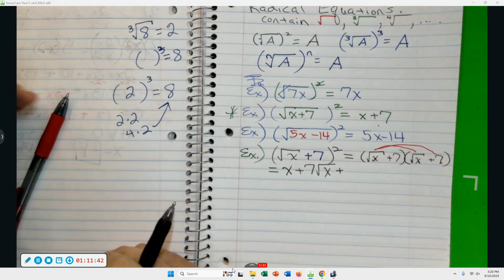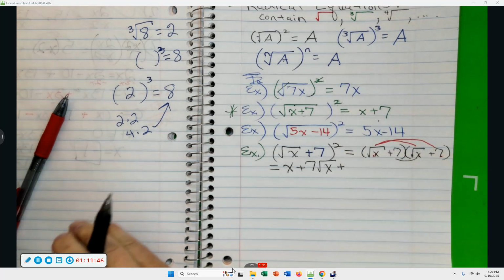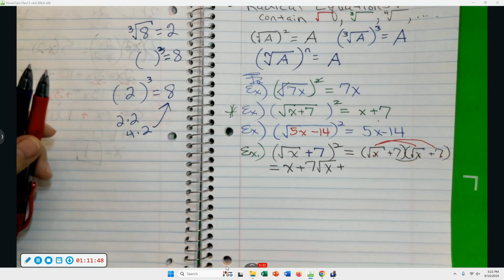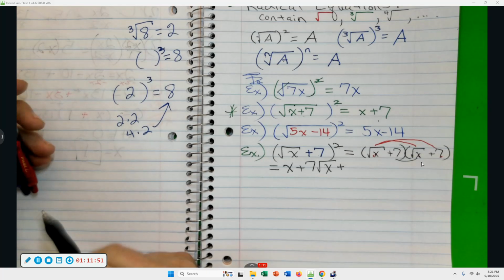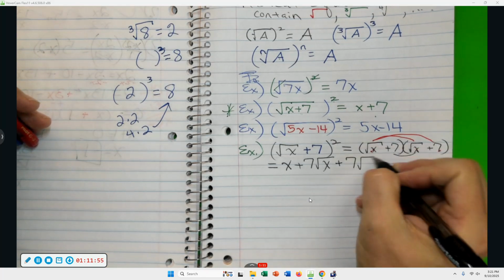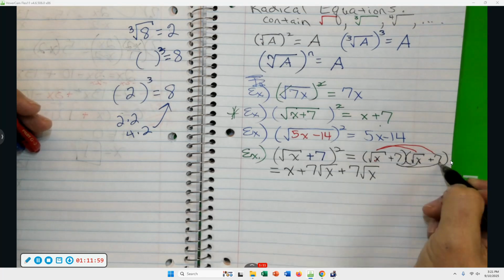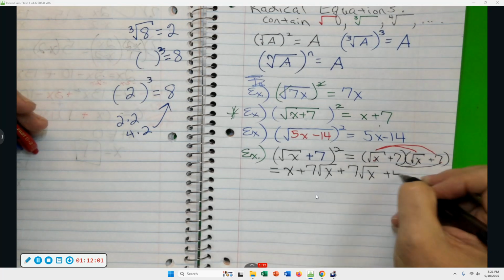Apply that logic to the inner product. What are we getting here? Look at the inner product. I'm not going to say it. Y'all tell me, what will that inner product be? 7 square root of x. So the same thing we just had: 7 square root of x. Last, 7 times 7. That's easy. I'll do it for you. 49.